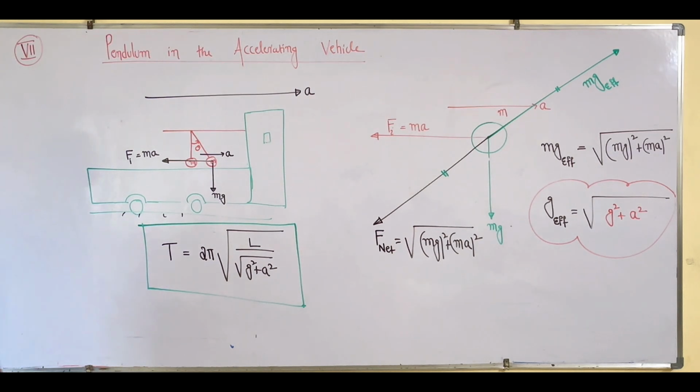Next item. The car is in circular motion. Car is moving on the circular road. Pendulum is oscillating in the car. Clear?